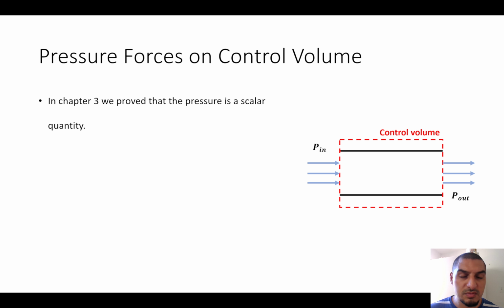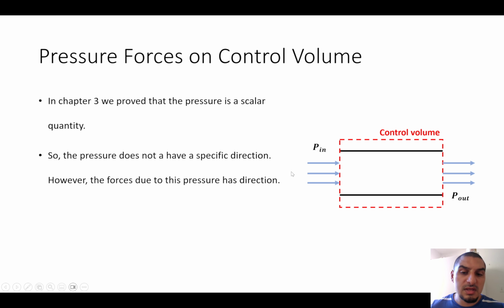There's a point that needs to be clear in your mind, that we are interested in the forces acting on the control volume. This point is not clear in the textbook, so I want to clarify why we do the calculations this way. We are interested in what acts on the control volume from this side and what acts on the control volume on this side.